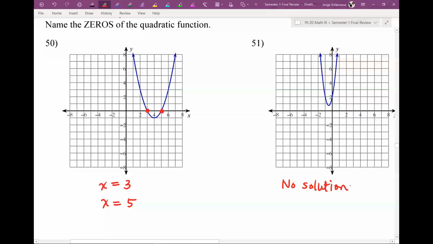So whenever they want you to find the zeros or the solutions or the roots, remember they could use any one of those words. Any one of those words means look at the actual values where it crosses the x-axis. Okay.